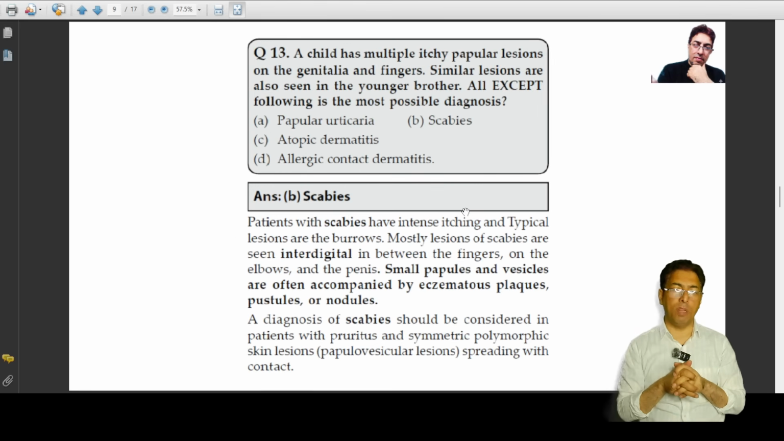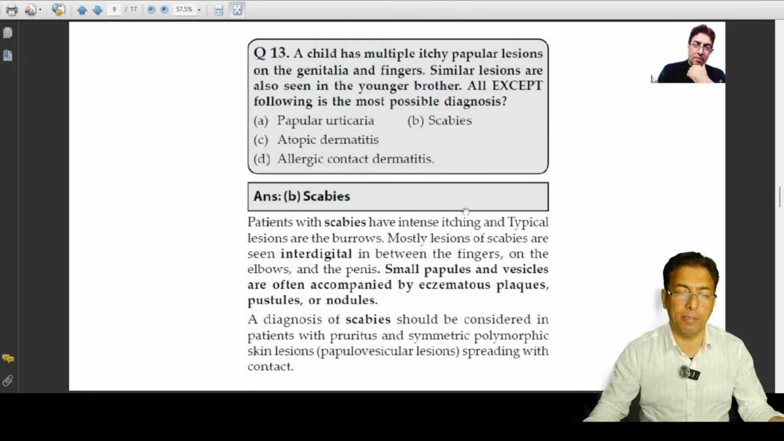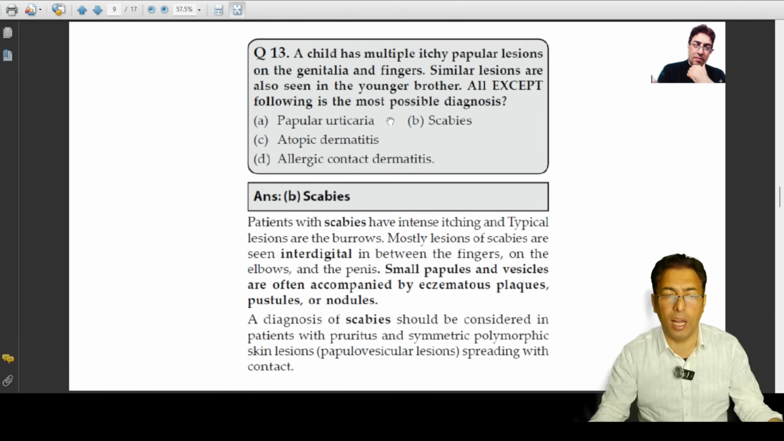Now, this is a similar question. A child has multiple itchy papular lesions on the genitalia and fingers. Similar lesions are seen in the younger brother. All except the following is the possible diagnosis. What is important is that you have to remember the question should read as which is the correct diagnosis.